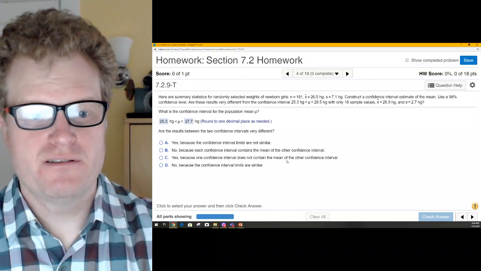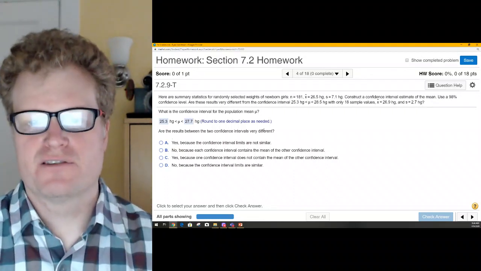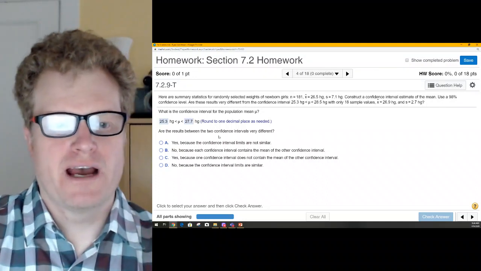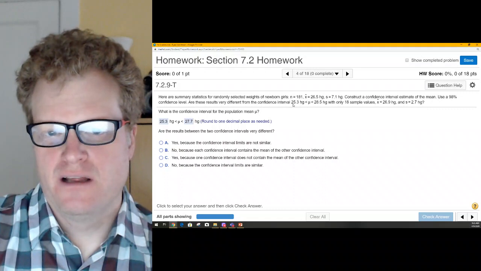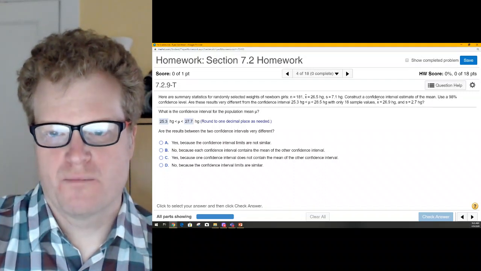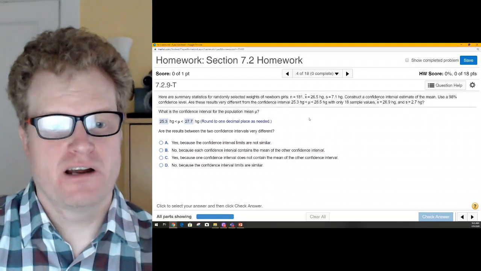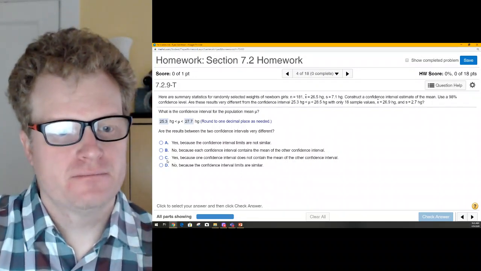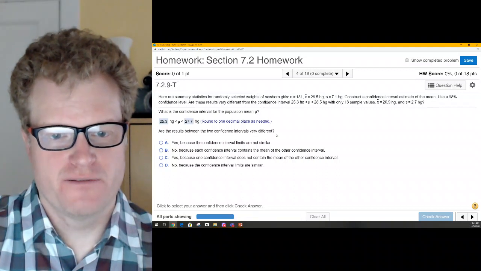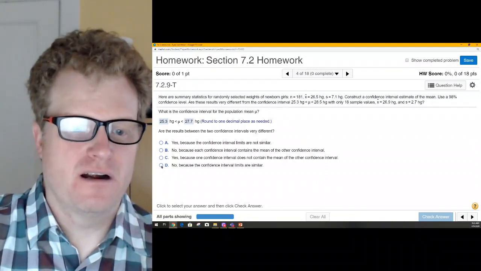And that's pretty much it for all of these. Are the results between the two confidence intervals very different? So here we want to compare what we had before. We had 25.3 to 27.7, and then we had 25.3 to 28.5 with only 18 sample values. I would say that those are actually pretty close. So no, they are not very different, because the confidence interval limits are similar.